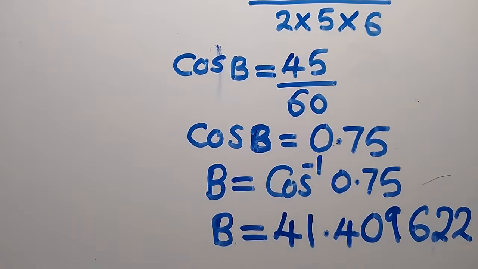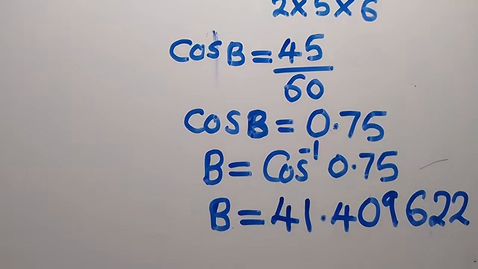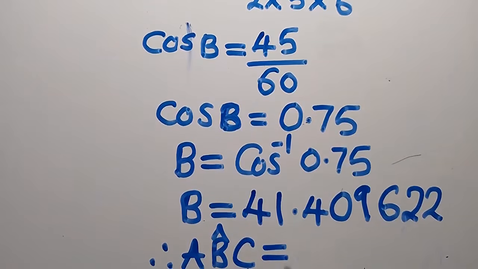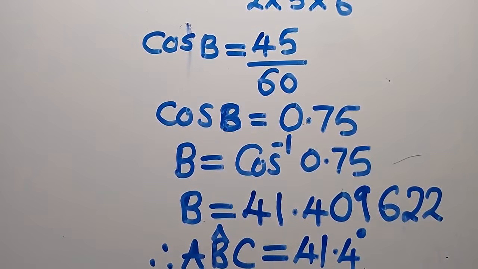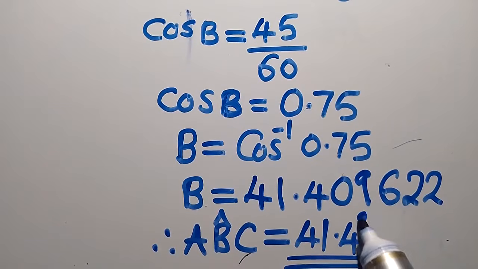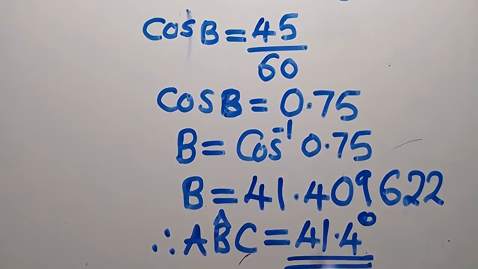Have you seen? Then finally, after seeing this answer, since you found B, you are going to say therefore ABC is equal to, so you can say this is 41.4 degrees. This is your answer. Have you seen? ABC is equal to 41.4 degrees. So this is a degree there. So this is how you get to answer this question. This is how you need to answer it.